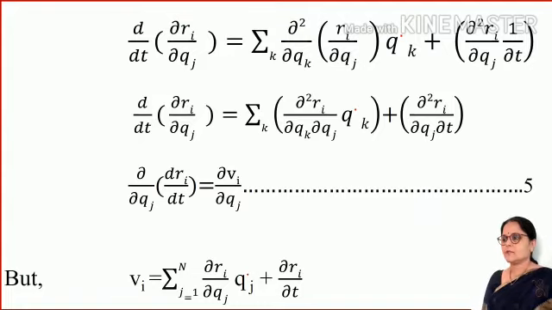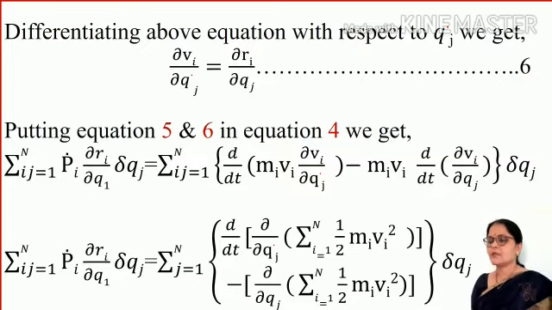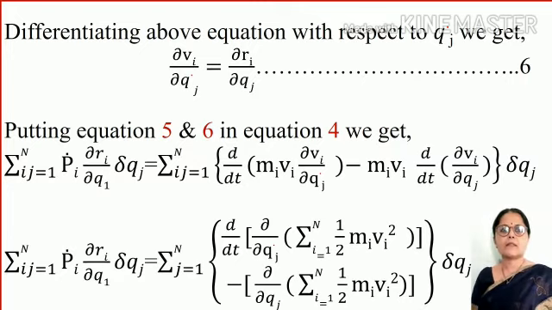Then d/dqj of (dri/dt) is equal to dvi/dqj, equation 5, because the right hand term is equal to vi. Now differentiating the above equation with respect to qj, we get d/dt of (dvi/dqj) is equal to dri/dqj, equation 6.